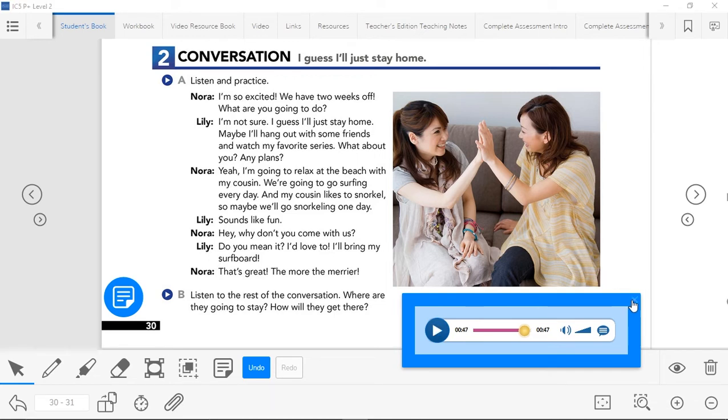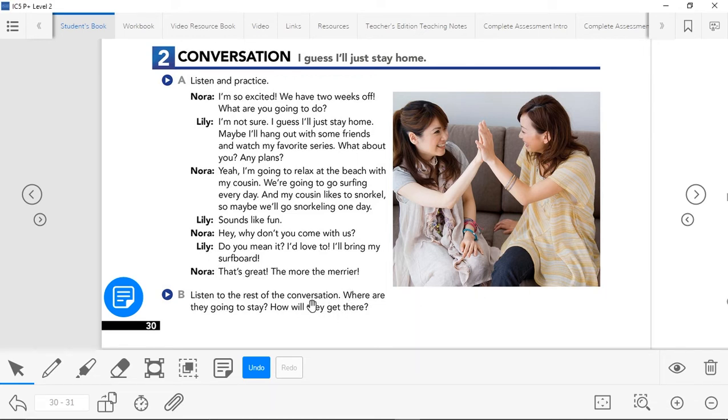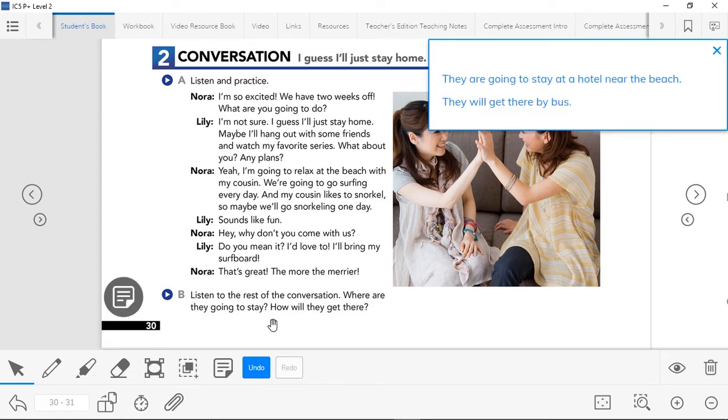Okay, very good. I hope that you found the answers to these two questions. But if not, you can go back in the video and listen again. Okay, so let's see. Where are they going to stay? They are going to stay at a hotel near the beach. Really interesting. And how will they get there? They will get there by bus.